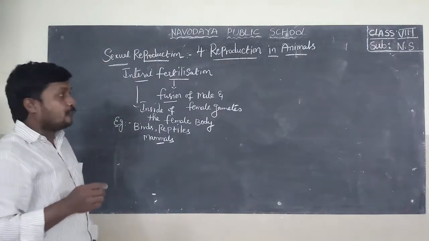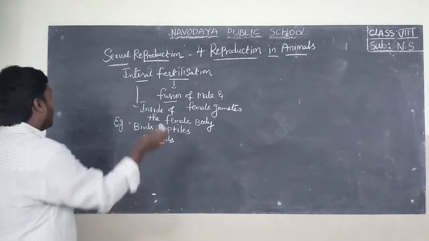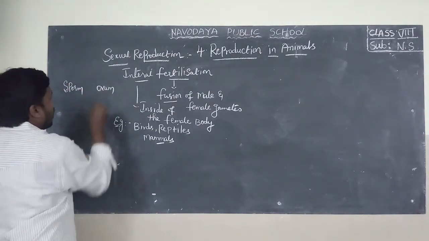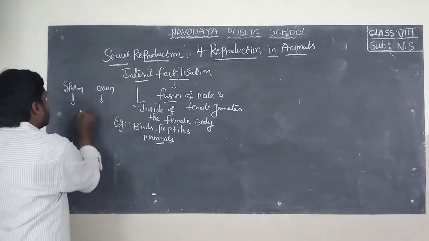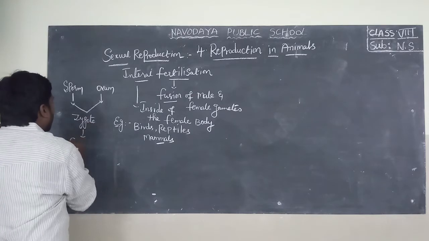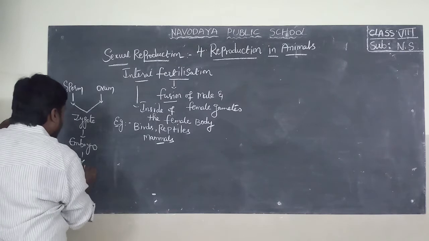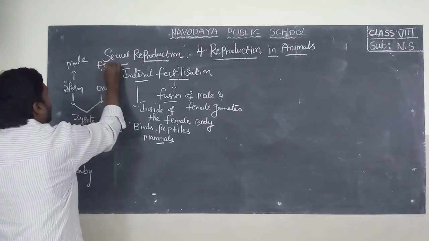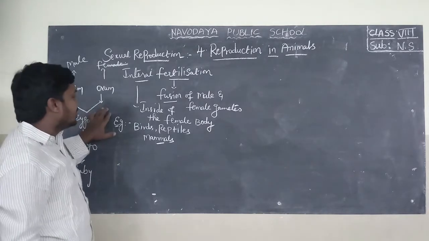Now I will explain the flow chart which shows how zygote will be formed, how baby will be formed. If you observe, the male gametes are sperm and the female gametes are ovum. This is produced from male human, this is produced from female human. When sperm and ovum unite together, zygote will be formed. This zygote develops into embryo, embryo develops into baby. Sperms are produced thousands at a time, only one ovum is released per month.